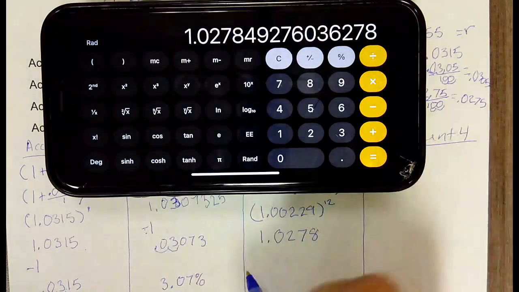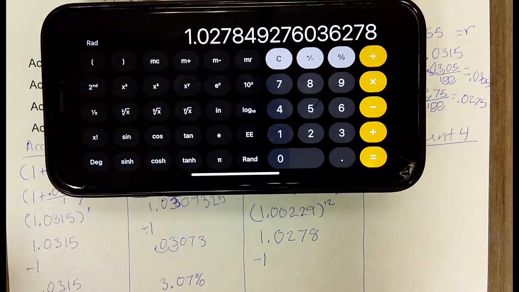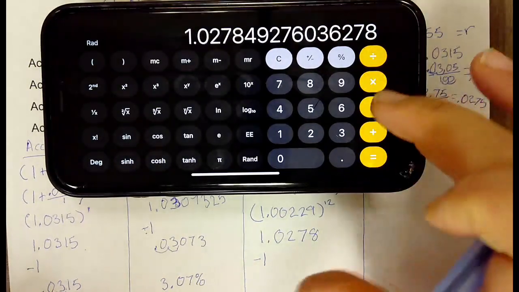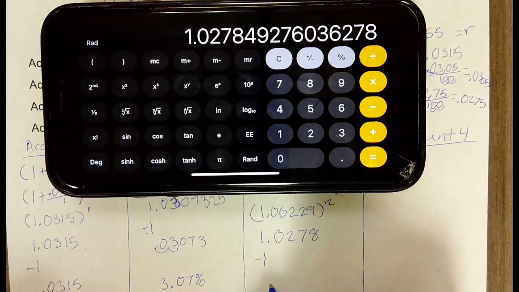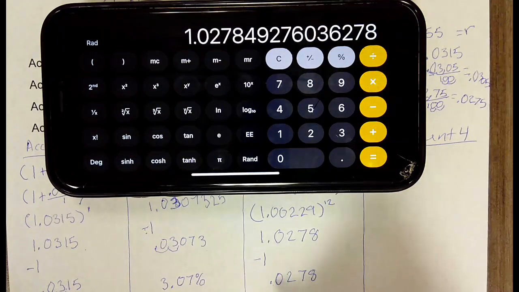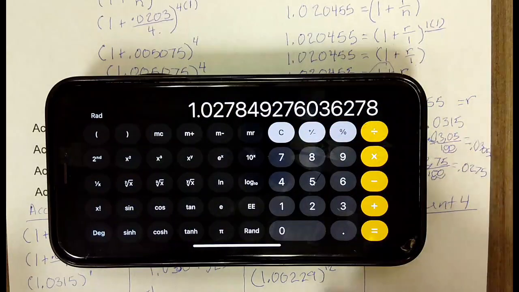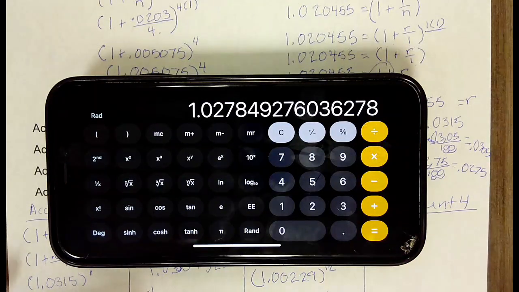Just like I did over here, I'm going to subtract 1 so I can find my rate if the compounding periods were only 1. So minus 1 is 0.0278. And to convert that decimal to a percent, I'm going to move that decimal place over 2 spots. 2.78%. And this would be 784. So because this is less than 5, I can round down or stay the same.